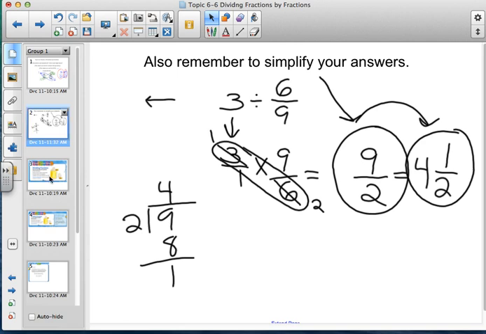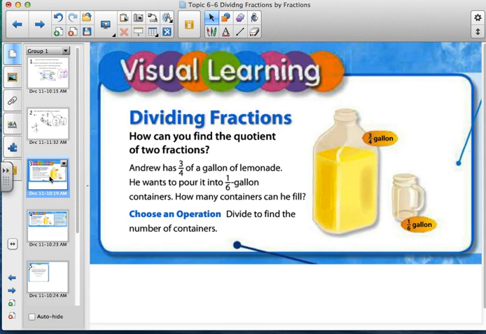Now, open your math book to page, I believe it is 160. Yes, question, Lexi? Yes, you may. Fine. Okay, now, here we go.